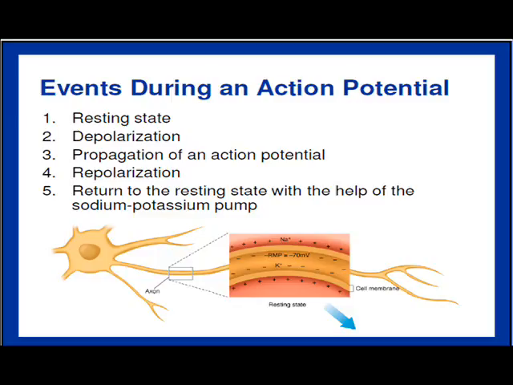Coming up, the events during an action potential. You have the resting state, this guy right here. You have repolarization, the propagation of the action potential down the neuron from the axon hillock. Then it goes back to resting, right? Repolarization, returning to the resting state with help from the sodium potassium pump, or ATPase. So what we mean is, there's your sodium gates, right? If your sodium gates are open, you bring the positive charge in. If you bring a positive charge in, you're going to move this towards threshold.